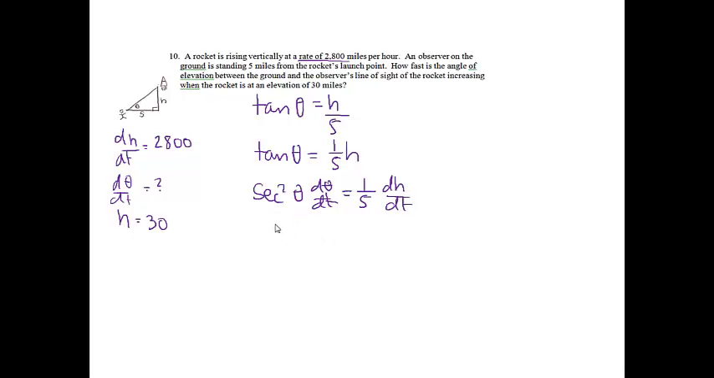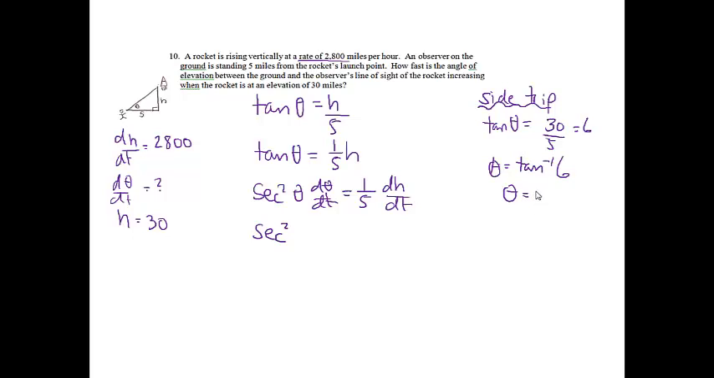So now I can start trying to plug in information. I get secant squared. Here I'm stuck because I don't know theta, so it is time for a side trip. My side trip: I'm going to go from tangent theta equals h over 5. Well, I know that h is 30, which equals 6. And so, to get theta by itself, I'll take the inverse tangent of 6. And when I do that, I should be in radians right now.